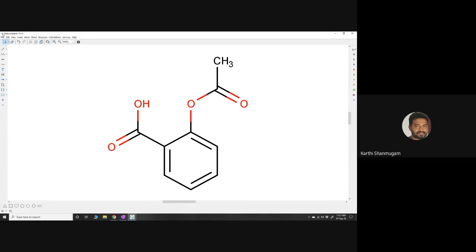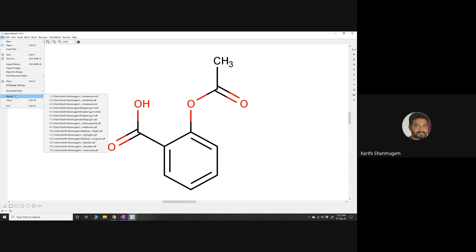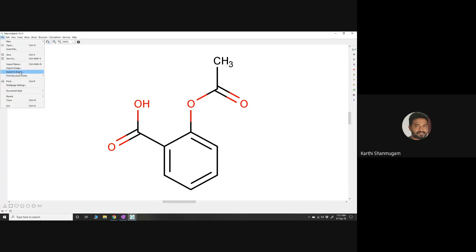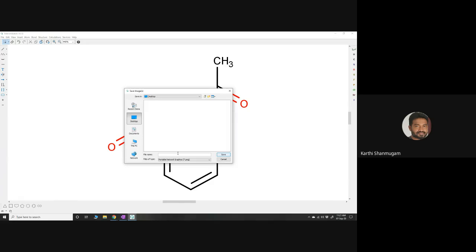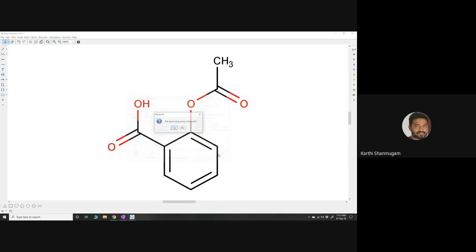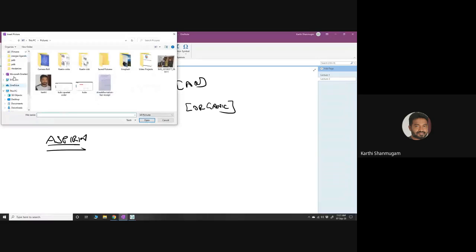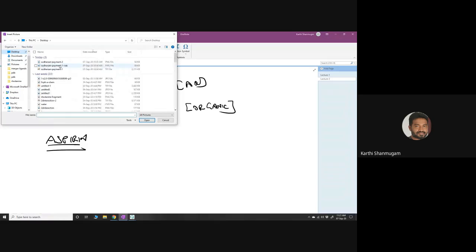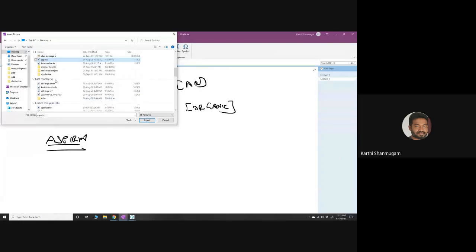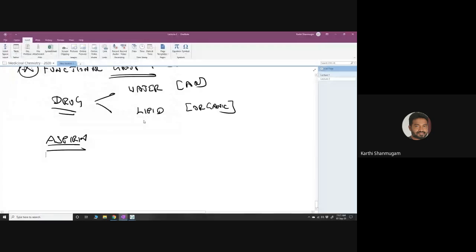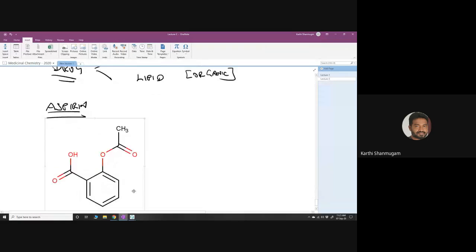Let me copy this once again to an image. This is aspirin. I'm just going to import aspirin to this. Insert picture, desktop. This is the structure of aspirin, right? So can you now tell what the various functional groups present are?